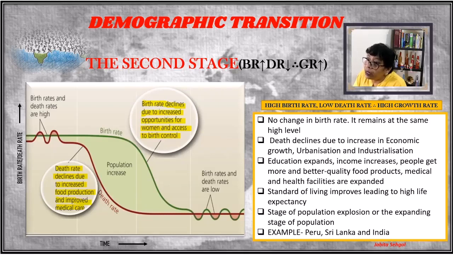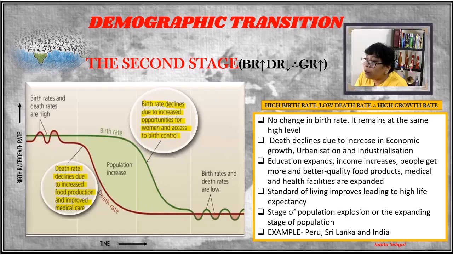Here we see that the death rate is falling down very fast because of better health services and quality food, etc. But people do not make any efforts to control the size of family, maybe because of the presence of religious beliefs and social taboos towards family planning. As a result, the birth rate remains at the same high level.